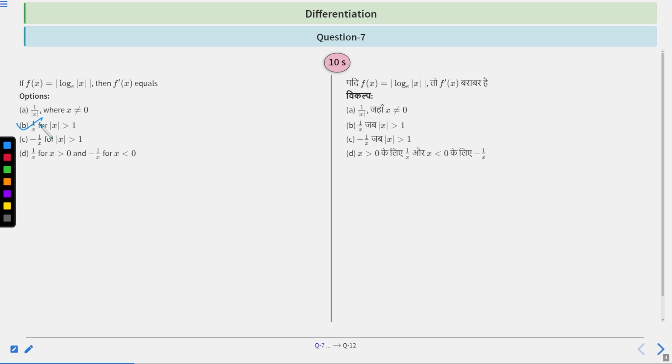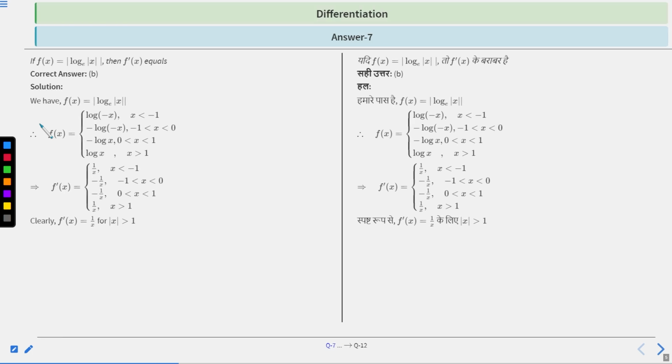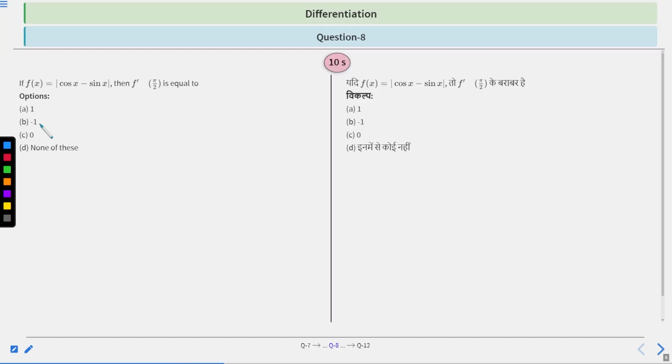Okay, let's move to the next question. Question number 8, which says that if f(x) equal to mod of cos x minus sin x, then f dash pi by 2 is equal to. So the hint of this question is, again, we will see from which interval cos x is greater than sin x and from which interval cos x is less than sin x.